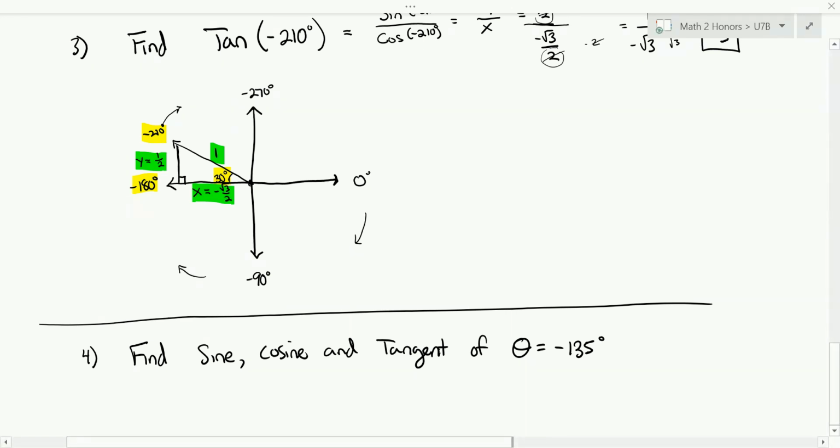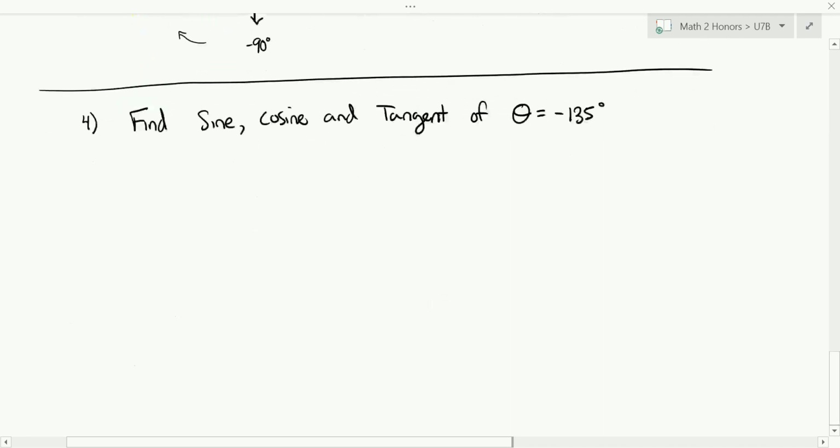All right, so you start with locating negative 135. We need a really good picture, and once we have that good picture, it can help us find everything else we need. So what quadrant are we looking at? The third quadrant. So here's 0. It's a negative degree, so we're going clockwise. So here's negative 90. Here's negative 180. So negative 135, somewhere in between.